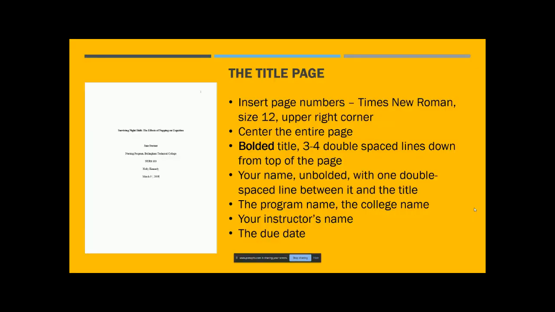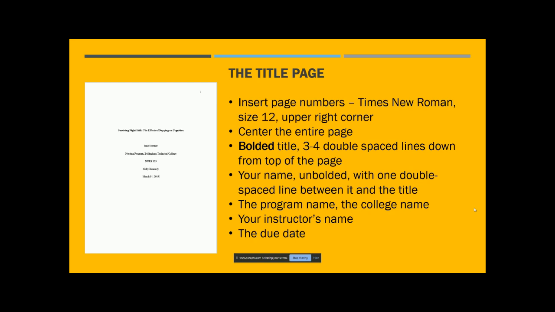So here is the title page in the new APA style. The running head is now gone. We have just the page number in the upper right corner. The title should be 3 to 4 double-spaced lines down, centered and bolded in Times New Roman 12-point font. The whole paper should be Times New Roman 12-point font. And then a space, and then your name.